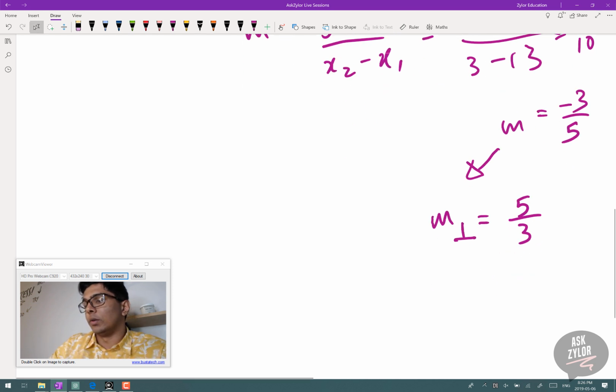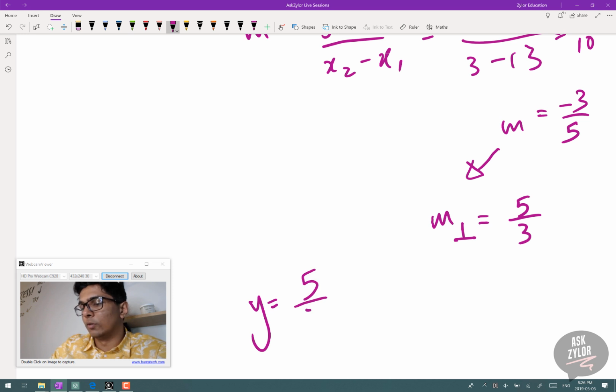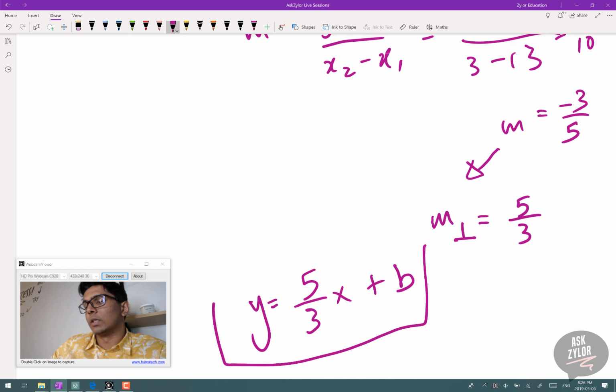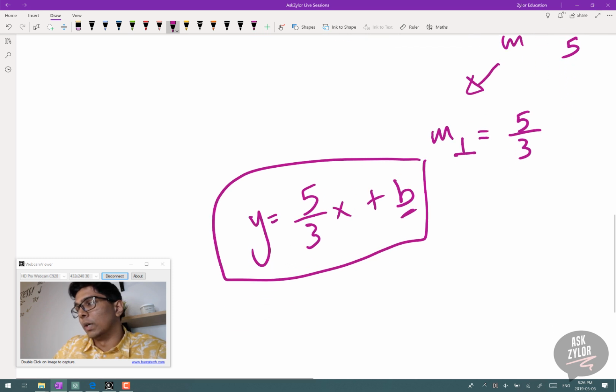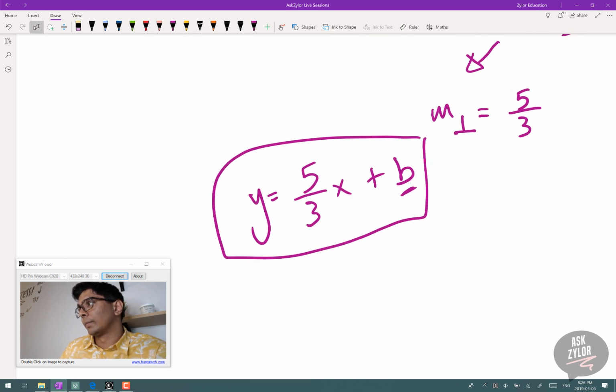So now we're going to use the slope, and we're going to come up with an equation. So we're going to say y equals 5 over 3x plus b. This is the equation that's going to be equidistant from both the 2 towns, but I need to find my b value, or my y-intercept, right?